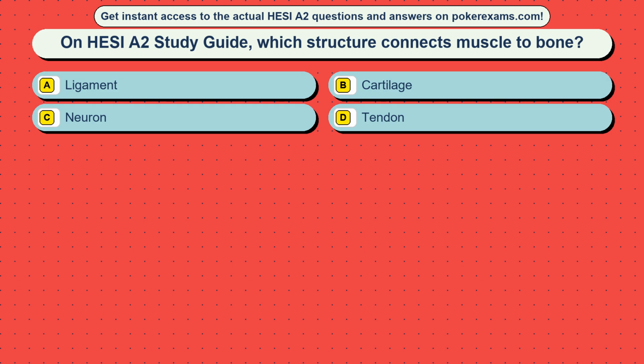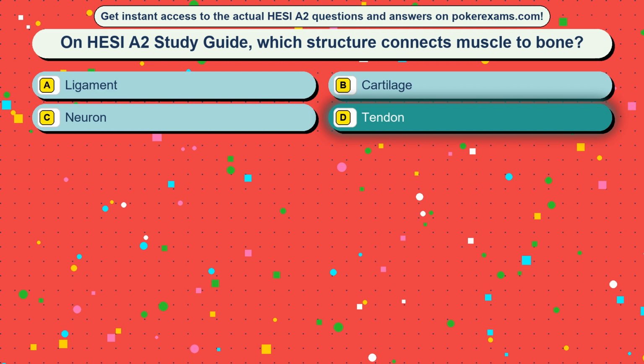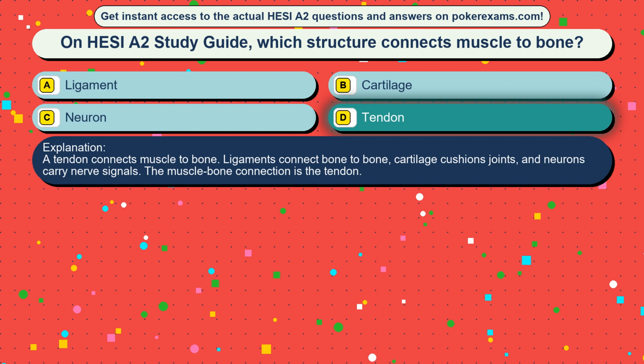Option A, ligament. Option B, cartilage. Option C, neuron. Option D, tendon. The correct answer is option D, tendon. A tendon connects muscle to bone. Ligaments connect bone to bone, cartilage cushions joints, and neurons carry nerve signals. The muscle-bone connection is the tendon.